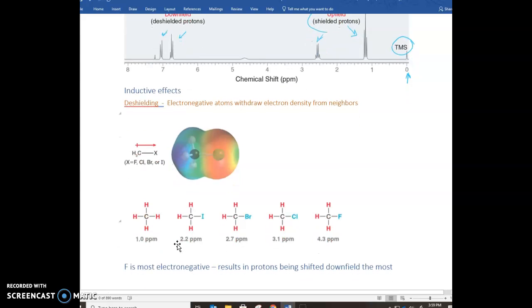So here we've got a methyl group. Its protons are going to appear at about 1, so they're going to be right in here somewhere. If we add an iodine, then we shift it down to 2.2. Bromine is a little more electronegative than iodine, and that moves it to a 2.7. Chlorine is even more electronegative, and finally fluorine is the most electronegative, and that moves the hydrogens that are attached to the same atom all the way down to a 4.3, or right in here somewhere.